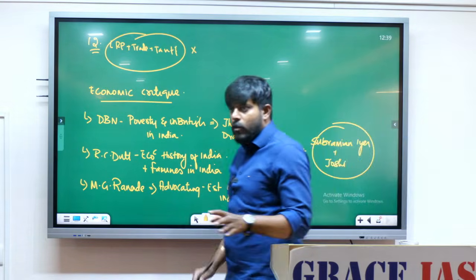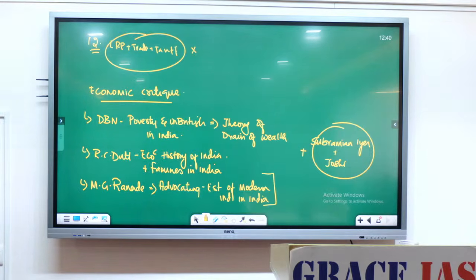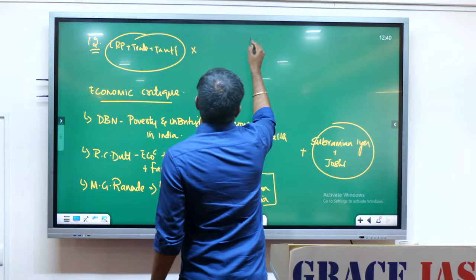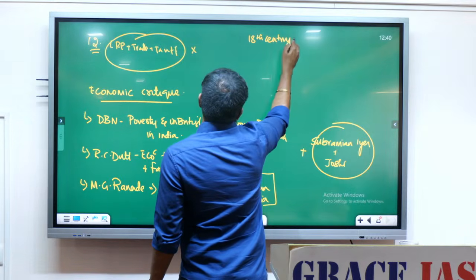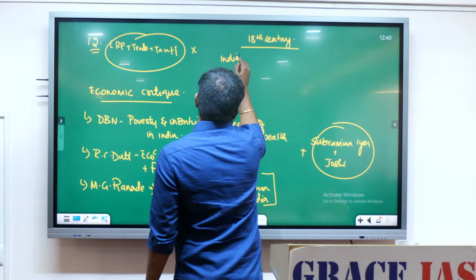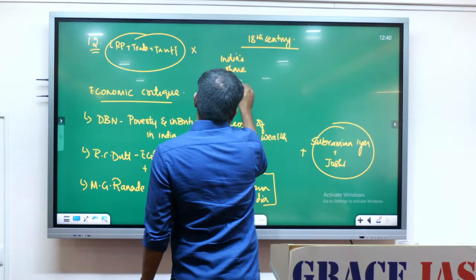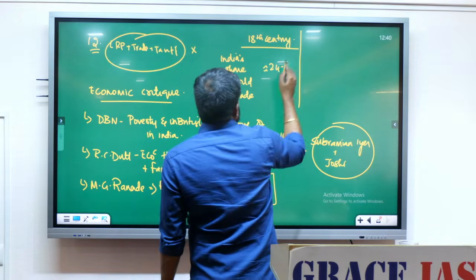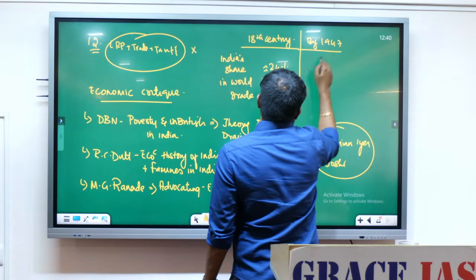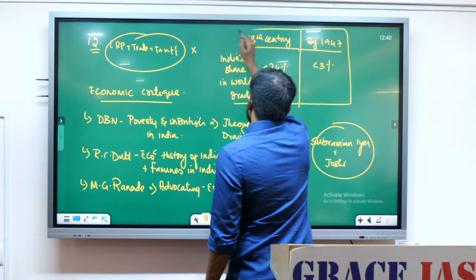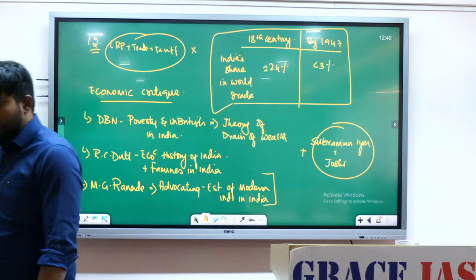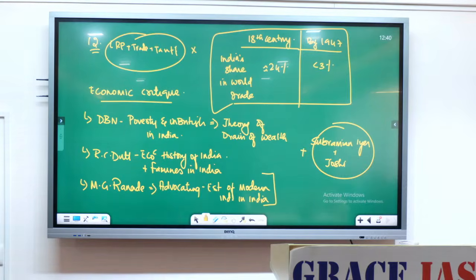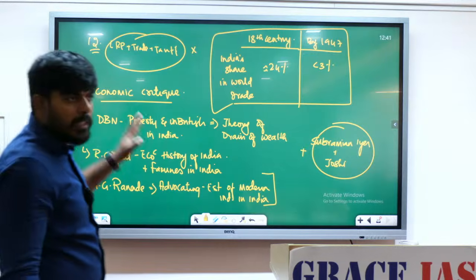How far was the industrial revolution in England responsible for the decline of cottage and village industries in India? So, in the introduction, you need to write some important facts like: in the beginning of the 18th century, India's share in world trade was around 24%, and by 1947 it was less than 3%. What was responsible for this downfall or decline? British economic policies. The industrial revolution in England coupled with the British exploitative economic policies led to this scenario. Understood?